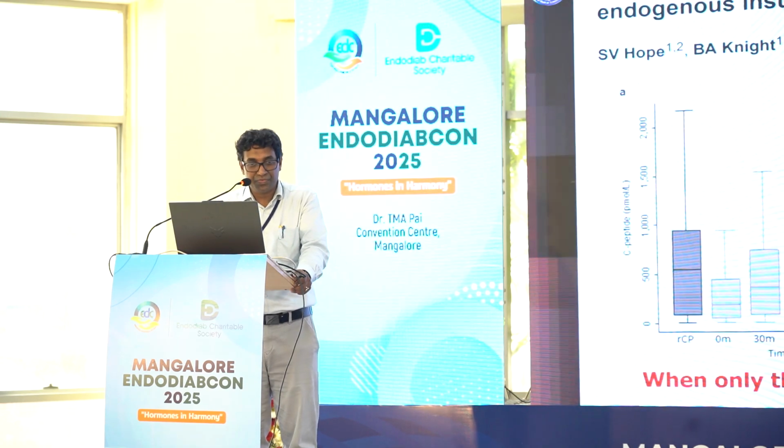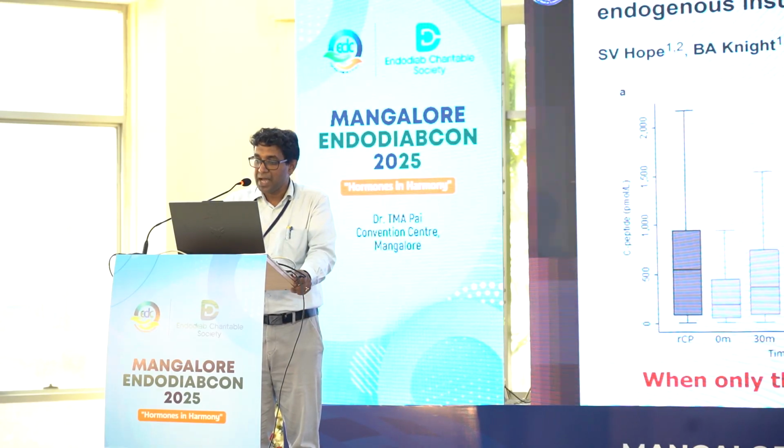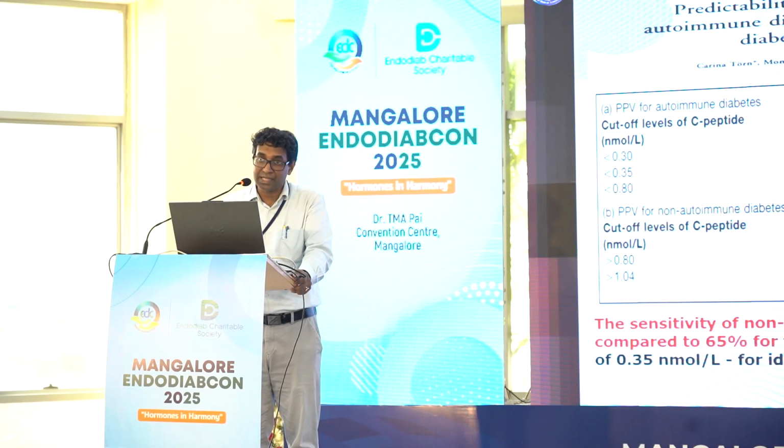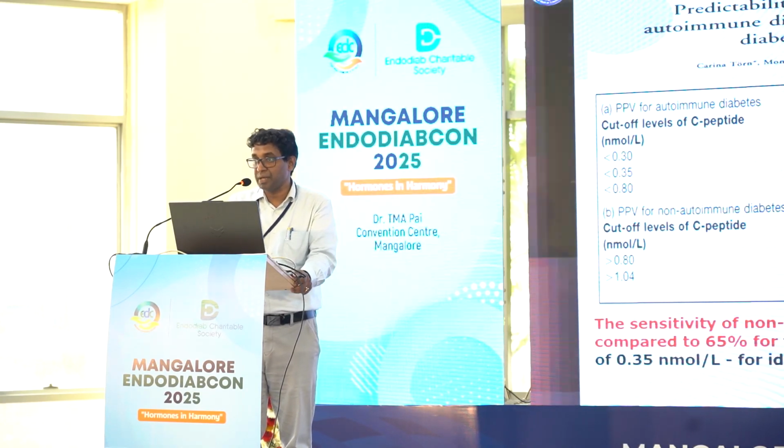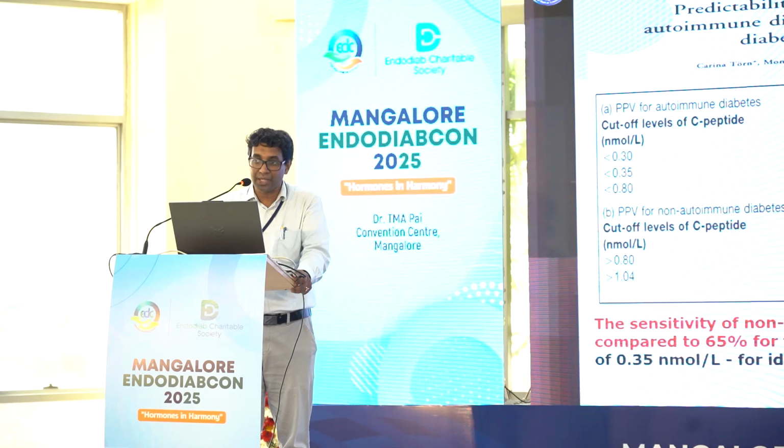So there is evidence for that. As you can see, the correlation with the gold standard of mixed meal is 0.91, and it improves to 0.96 when you are able to maintain glucose levels more than 140. Not only that, studies have shown that the sensitivity of non-fasting C-peptide was greater at a cutoff of 0.35 nanomoles per liter for identifying patients with autoimmune or type 1 diabetes. All the more reason why you can safely use this in your laboratory.